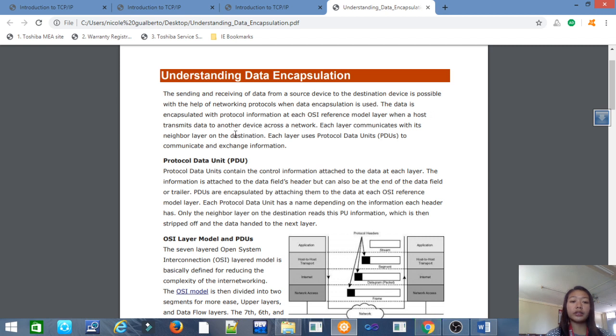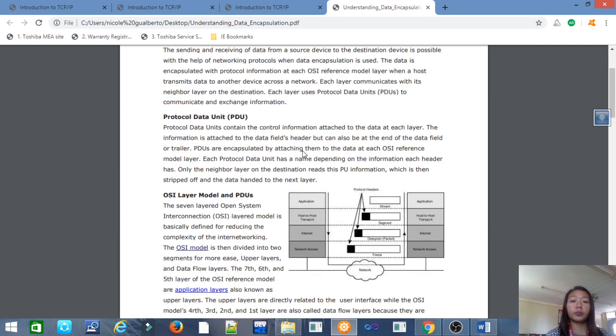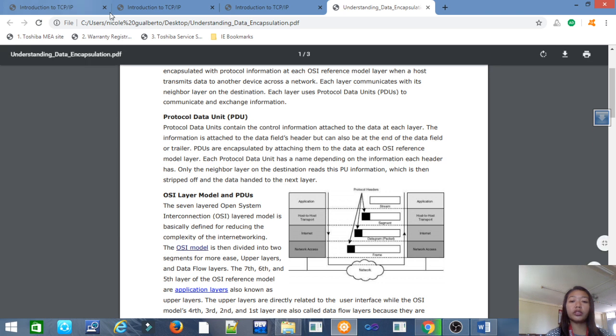when a host transmits data to another device across a network. Each layer communicates with its neighbor layer on the destination. Each layer uses protocol data units, or PDUs, to communicate and exchange information. The PDU contains the control information attached to the data at each layer.